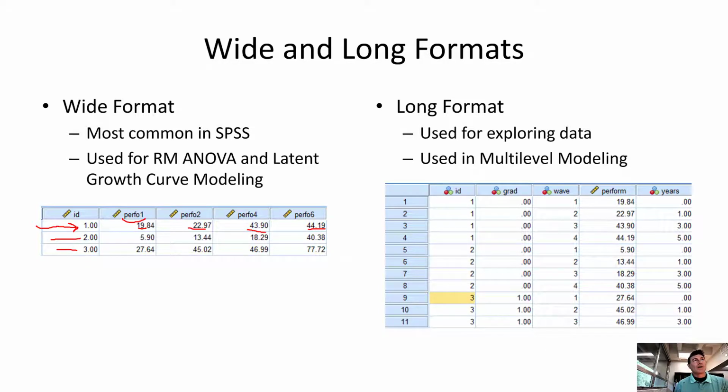So we use this wide format in SPSS. If we're doing repeated measures ANOVA, we'll use wide format. When we use latent growth curve modeling, we'll also use this wide format. So this is probably what we're used to.